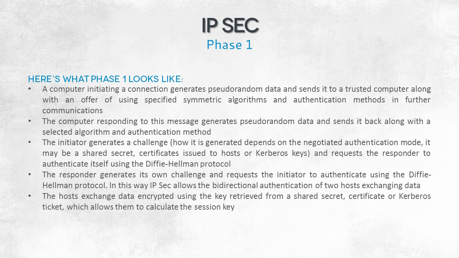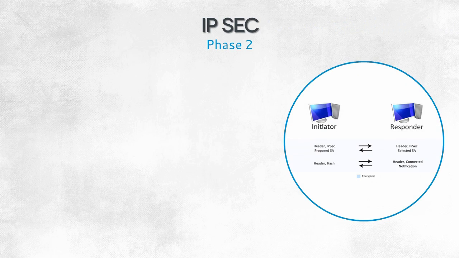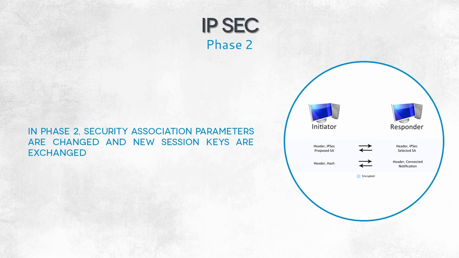An important feature of IPsec is that it allows mutual authentication. It requires both parties to authenticate or prove their identities. Both parties must be sure who they exchange data with. Phase 2 is relatively simple. It consists of confirming or changing the negotiated security association and generating new session keys.